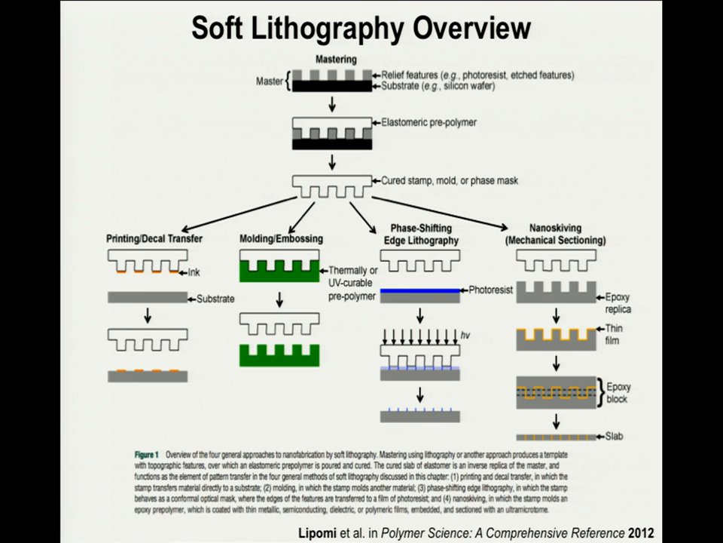Then you can also use other approaches to edge lithography. This one is called nanoskiving, which is what I did my PhD thesis on. You take this thin film of a metal on these epoxy polymeric replicas. Then you can section this with a deli slicer to get a final pattern that has only the sidewalls of the original master. So you can get 10 nanometer features using this from a stamp that has micron scale features.